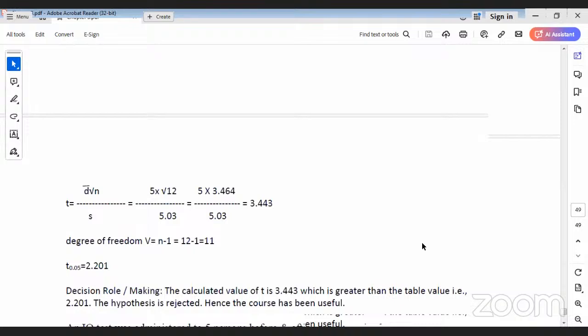Then here, see, t is equal to d bar under root n by s. So d bar already came as 5, so we take 5. n means 12. Then s is equal to 5.03. Then finally the calculated value is 3.443.